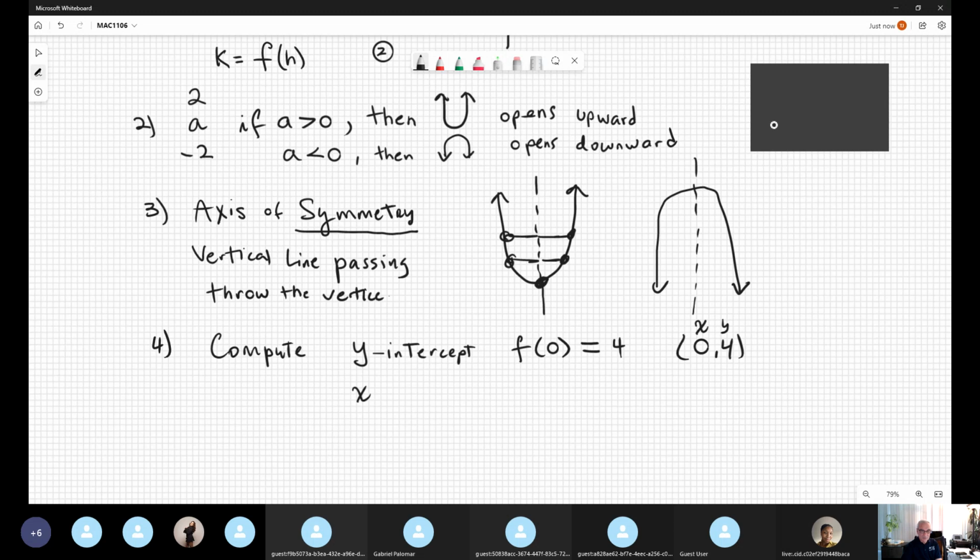And the x-intercept, oh, it's easy. The formula is different. You take the function and you enforce it to be equal to 0. Basically, for finding the y-intercept, you enforce x equals 0. However, for finding the x-intercept, you enforce y equals 0. So this is a little bit more complicated because we have an equation and you need to solve the equation.